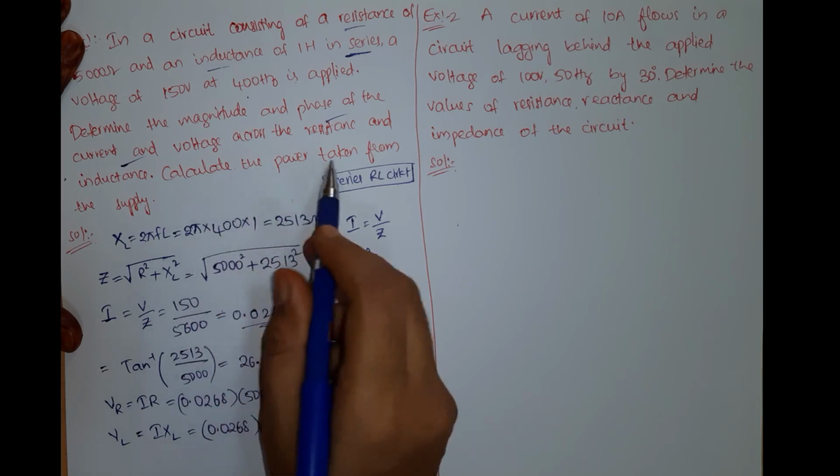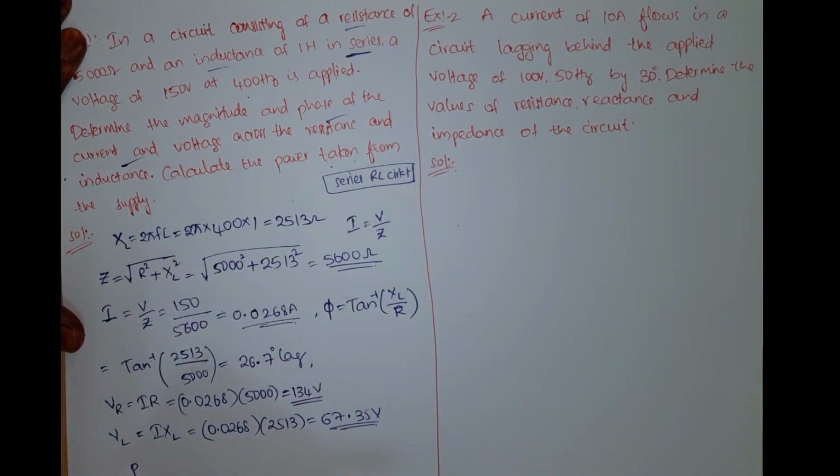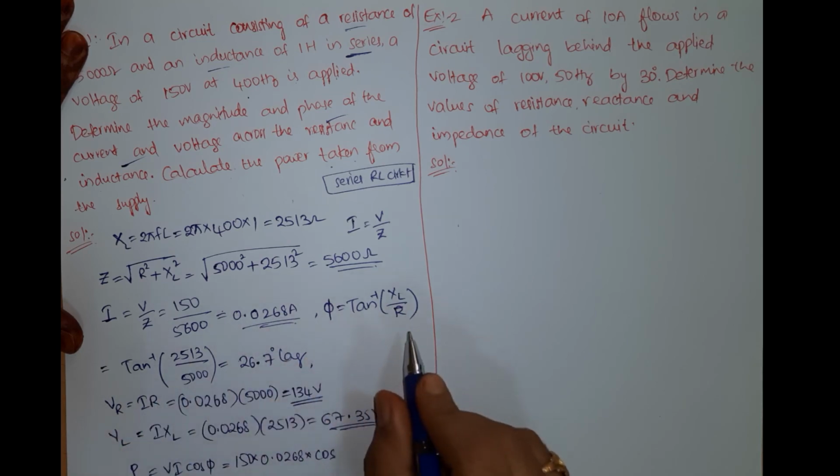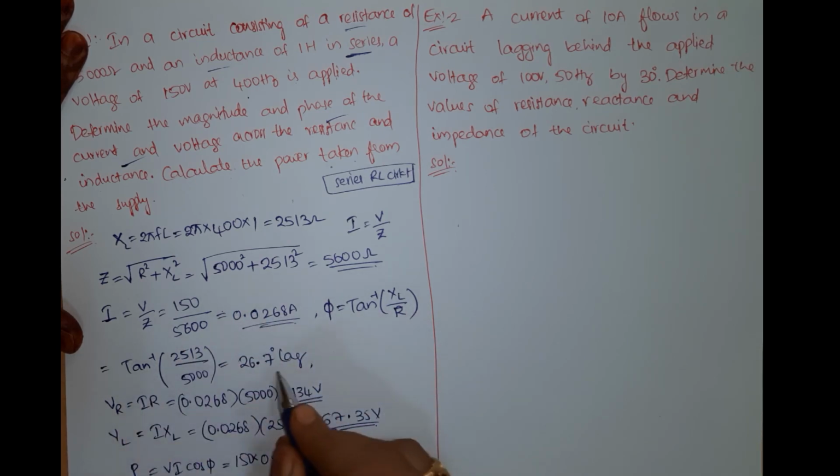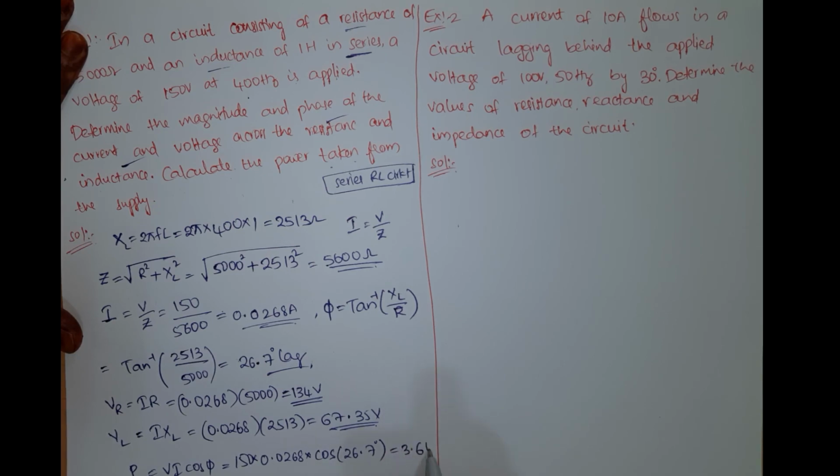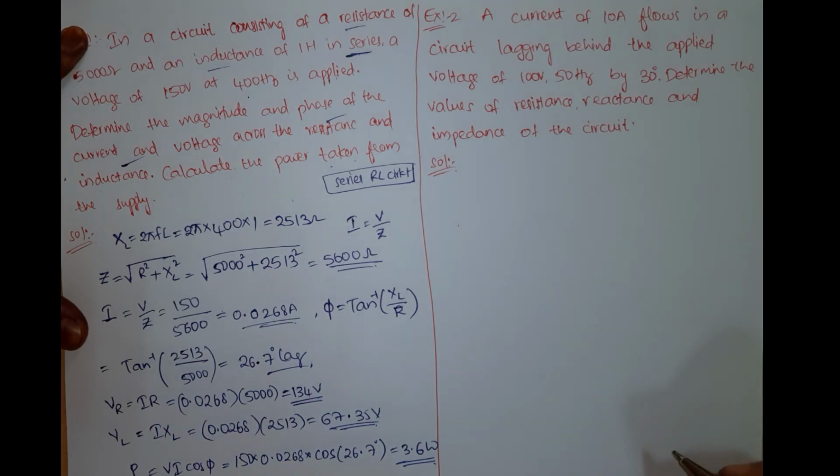Also calculate the power taken from the supply, that is P. P is VI cos phi. That is V is 150, I is 0.0268 into cos of phi, where this is our phi, 26.7 degrees. So you will be getting 3.6 watts. So this is how we will find out different parameters, right? So now let us look at another example regarding impedance triangle.